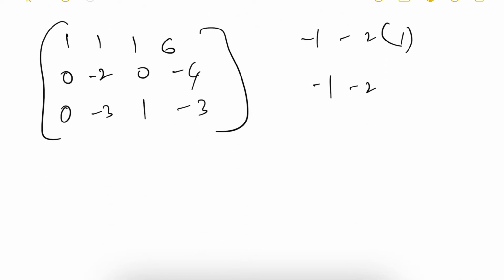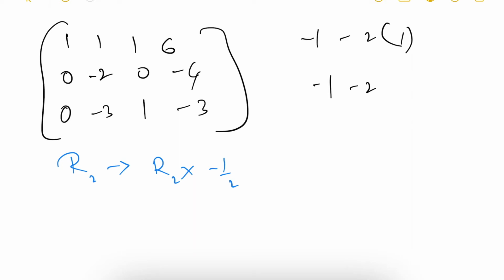Next, let us think whether there are any possibilities to change it further, or not. For R2, what I will do is multiply R2 with minus half. Okay, then what we will get?